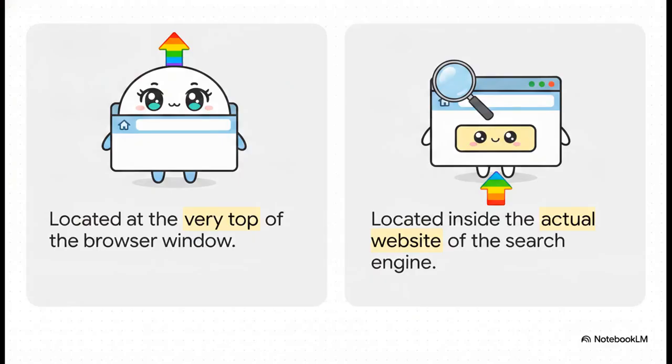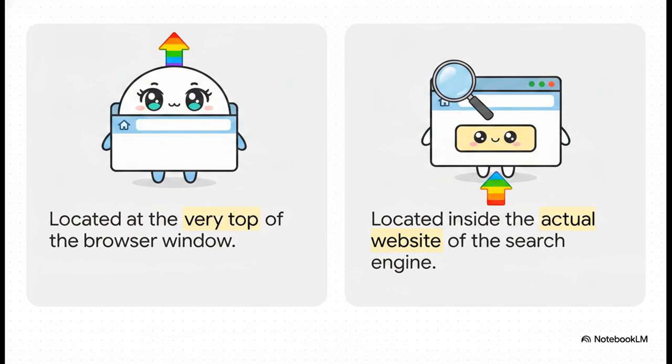Okay, so far so good. But the crucial point is coming up right here. This is exactly where it's super easy for beginners to get a bit tripped up. So let's look at their actual physical locations on your screen. The address bar belongs to your browser. It is located at the very top of your main browser window, just right up there at the top edge.